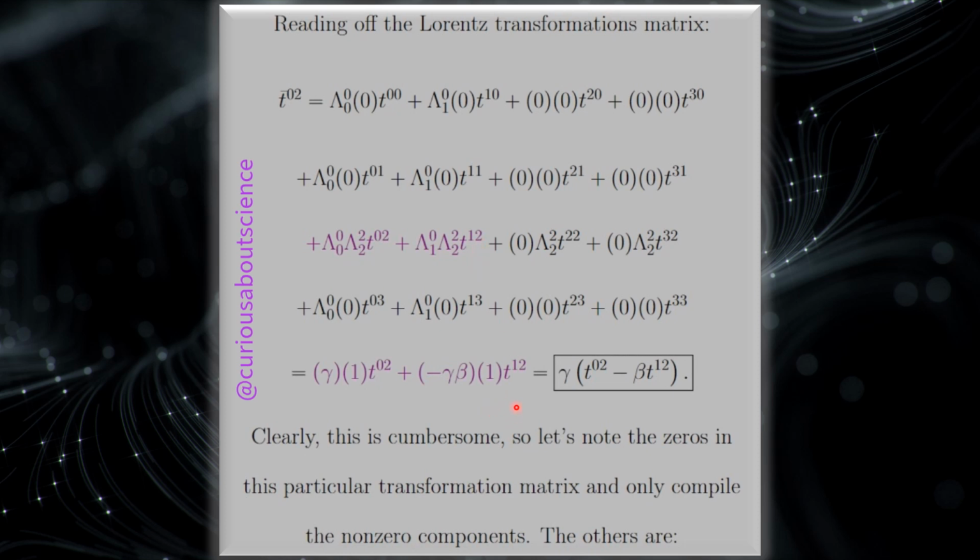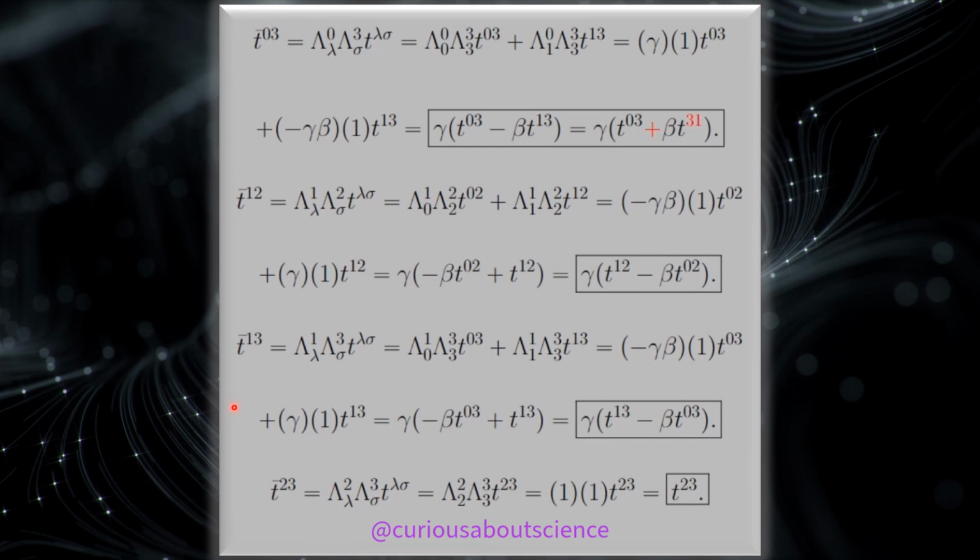Second row, second column. And then we get a 1, 2 there, and then we see both have a gamma, factor that out, and we see that we're left with T of 0, 2 minus beta T of 1, 2. Okay? So clearly, this is cumbersome. So let's note the zeros in the particular transformation matrix and only compile the non-zero components. When we do that, we quickly see what the others are.